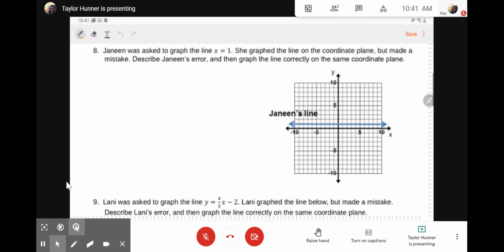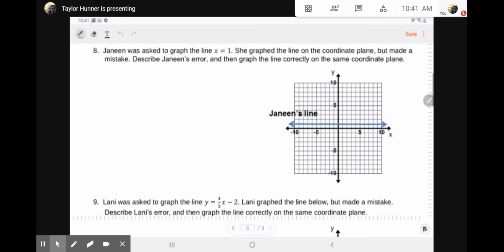On this next page, it's a bit of a review of what we just did. It says Janine was asked to graph the line x equals 1. She graphed the line on the coordinate plane but made a mistake. Describe Janine's error and then graph the line correctly. We literally just did this in number 7. So x equals 1 is right here. That line that Janine graphed would be y equals 1. So I'm going to say Janine graphed y equals 1. So x equals 1 would be just a straight up and down vertical line. Okay.